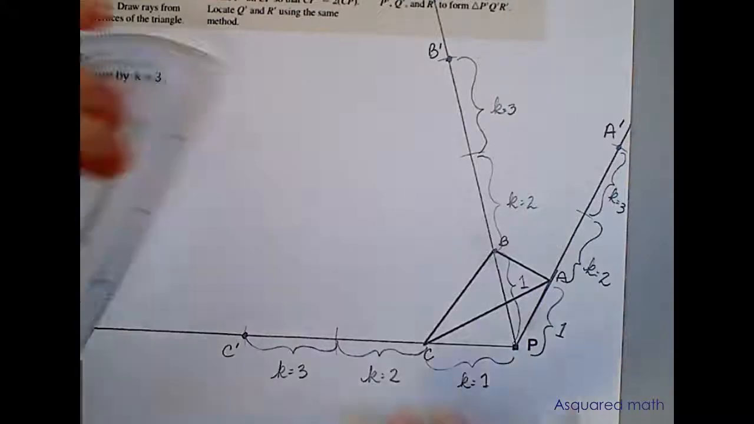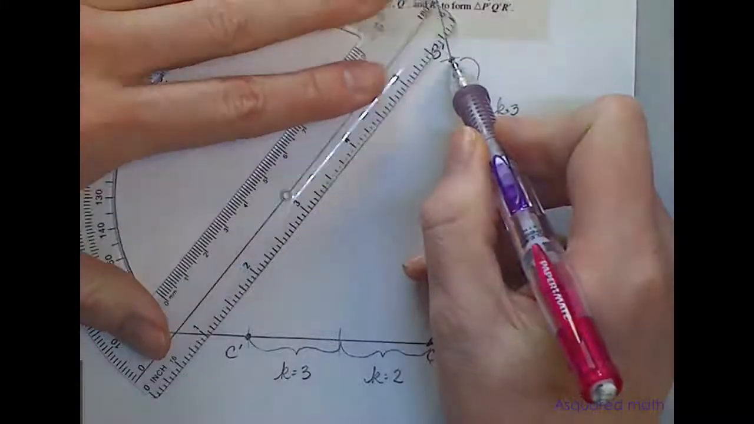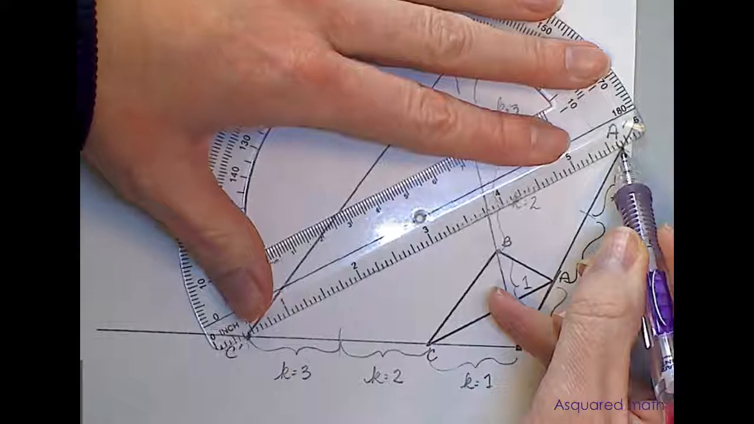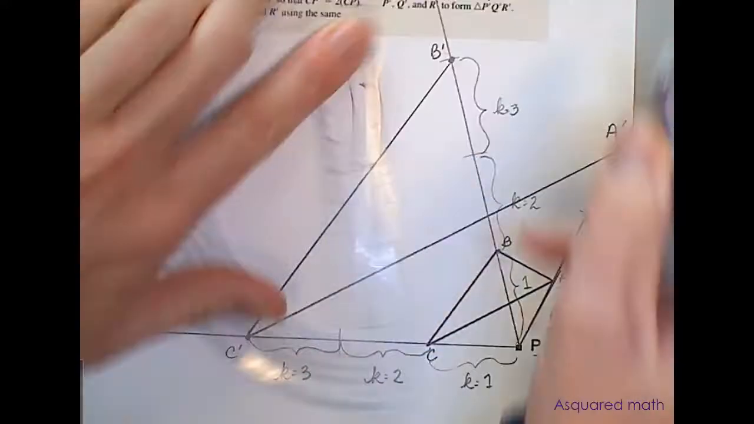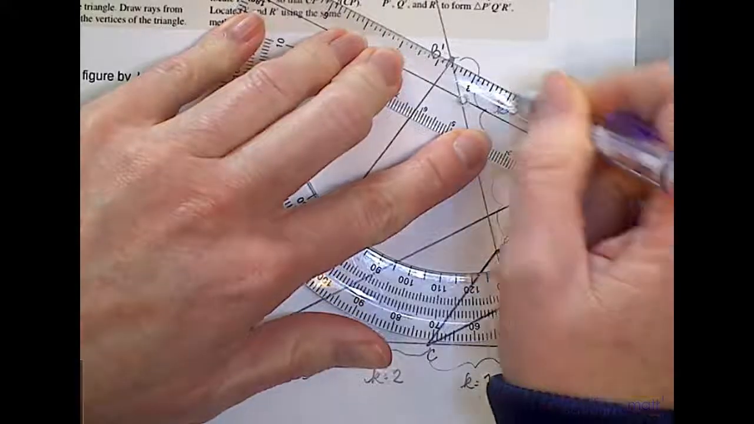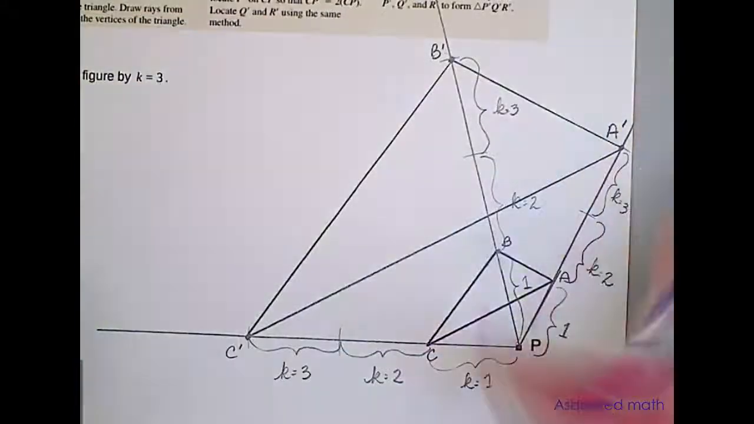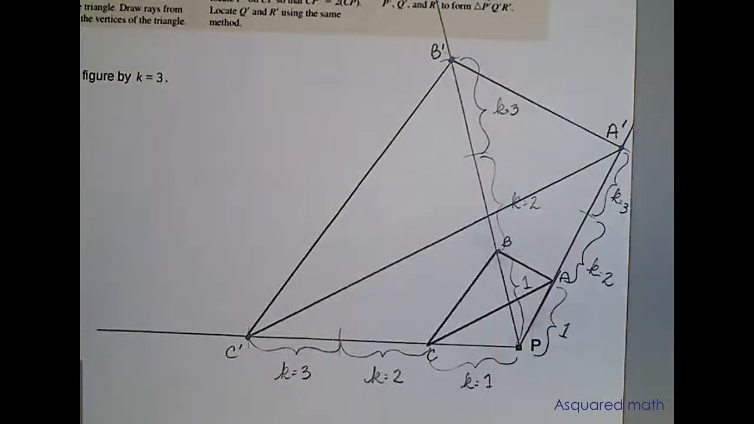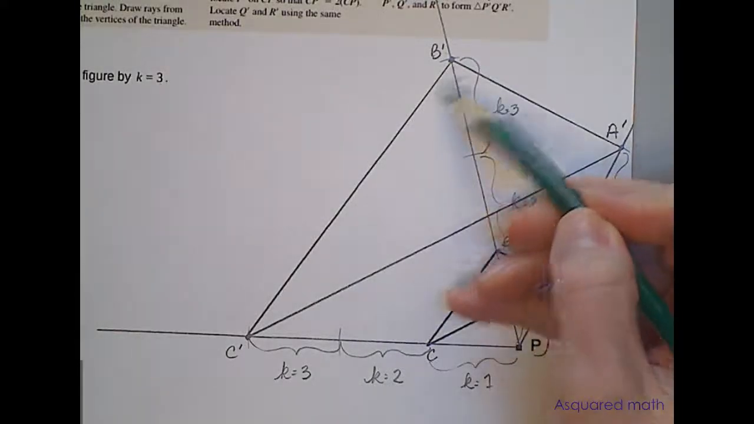Now we have to connect all of these points, A prime, B prime, C prime, and you can see the dilated triangle with a scale factor of 3, so it should be 3 times as large as the original image, and it is.